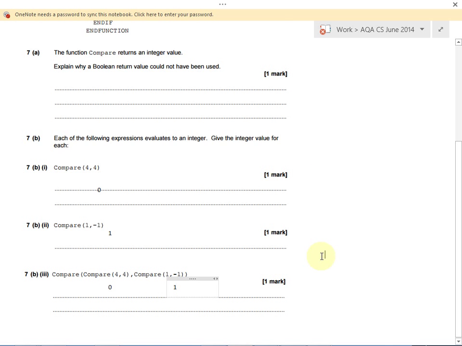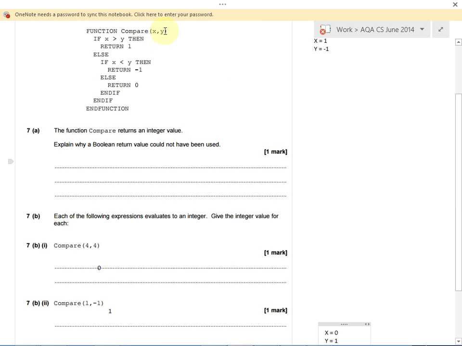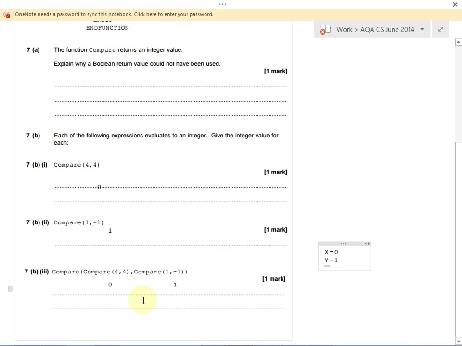So here, x is 0 and y equals 1. So we've got our x here, our y is here. So we're working out the algorithm with x is 0 and y is 1. So is x bigger than y? Is 1 bigger than 1? Sorry, is 0 bigger than 1? No, it's not. And then we say, is x less than y? Yes, 0 is less than 1. So, if we're comparing 0 and 1, our answer would be minus 1.